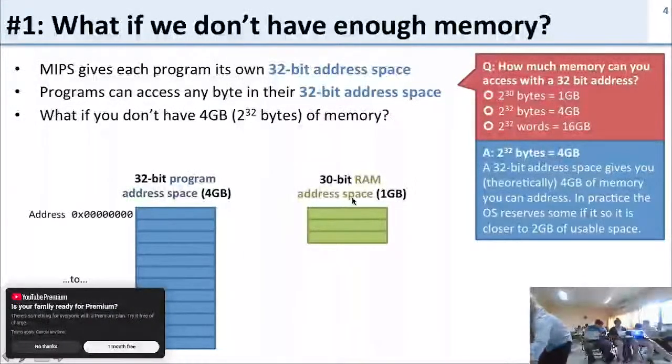Now say I have a computer which only has 1 gigabyte of memory installed. So that's a 30-bit RAM address space. It's a quarter the size of this. We promised 4 gigabytes, but I've only got 1 gigabyte of memory in my computer.